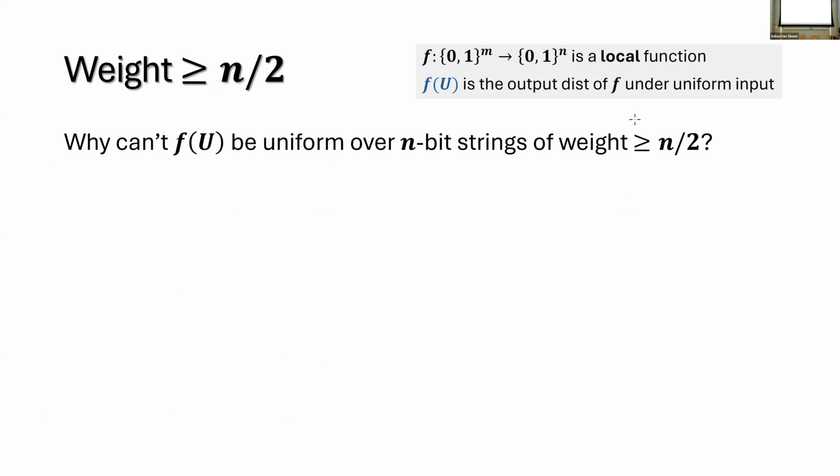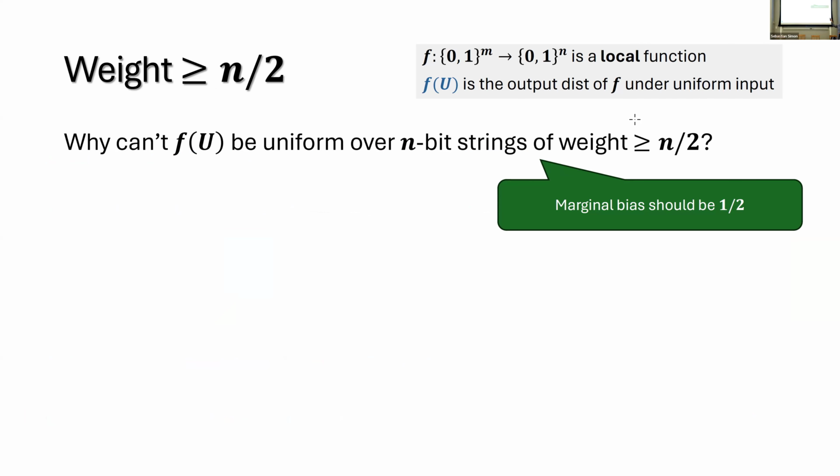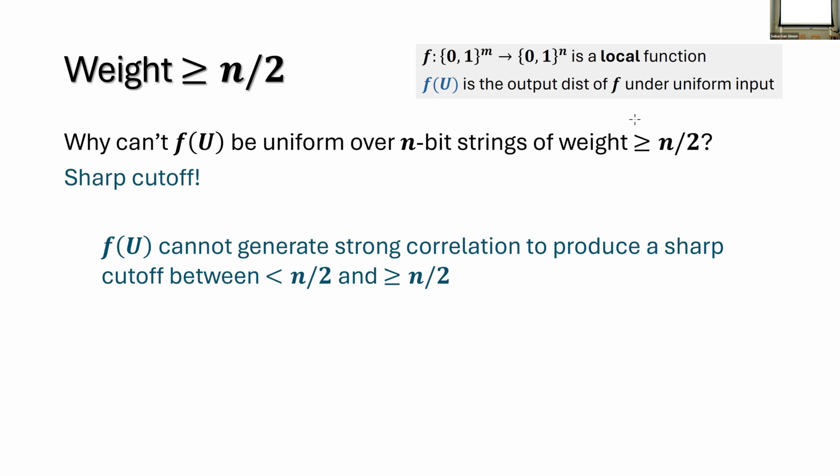Okay, so this is the first technique, where we explore the granularity. The second one is about this majority distribution, where you want to output more ones than zeros, and why this distribution cannot be generated. Notice that here we don't have this granularity issue anymore, because the marginal bias is extremely close to a half, it's not a third. And a half is generatable, because you are taking unbiased coins and you can easily produce a half. But then how do we argue about this? The phenomenon we explore is the sharp cutoff in this distribution. Intuitively, the function F, this output distribution, cannot generate strong correlation to produce a sharp cutoff between strings that have at most n over 2 ones versus strings with at least n over 2 ones.